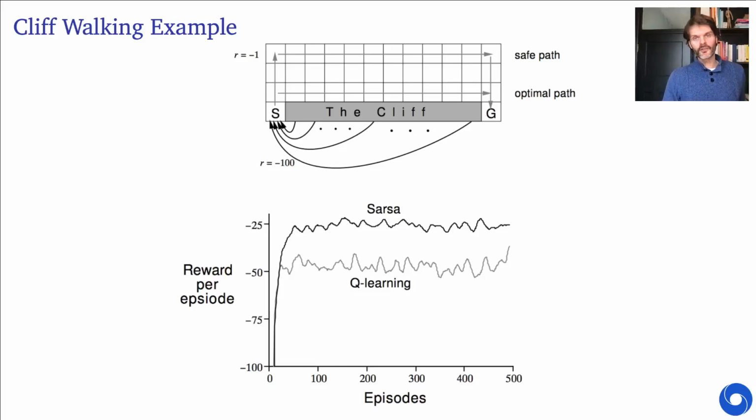This is more meant to illustrate differences between on and off policy learning than it is to say Sarsa is better than Q-learning or vice versa. But it's important to appreciate these algorithms have different properties, and this is meant to illustrate one of these properties.